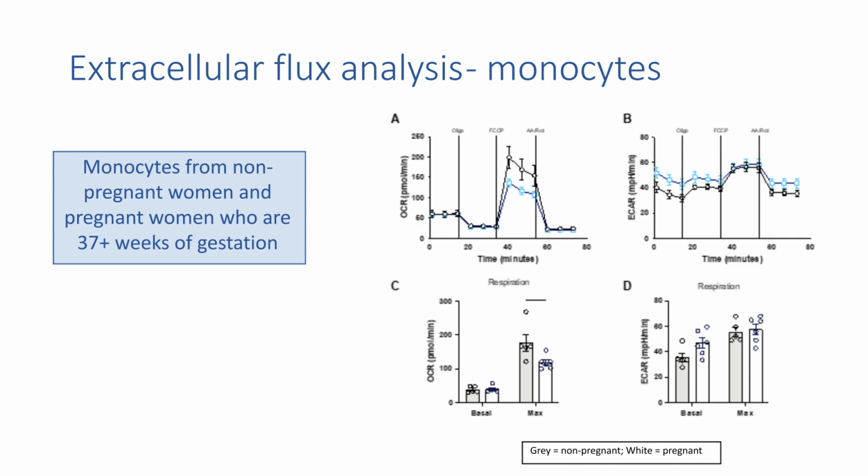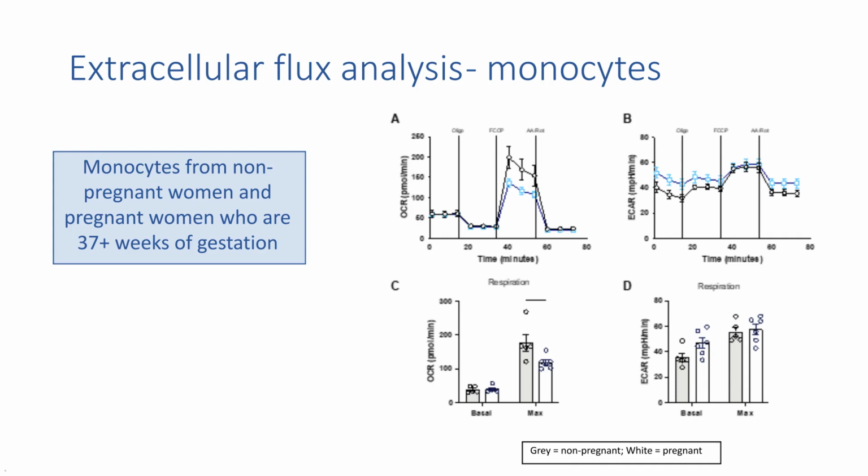And we've taken monocytes from our non-pregnant and pregnant women at 37 plus weeks of gestation. And the most startling thing you'll see is the oxidative consumption rate. Again, our pregnant women are in blue, and you can see they have a very reduced oxidative consumption rate, suggesting they've got reduced oxidative phosphorylation. And you can see that summarized in the graph below as their respiration rate calculated from that trace above. And you can see that maximal respiration rate is significantly reduced in our pregnant women.